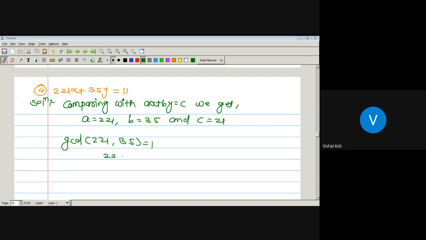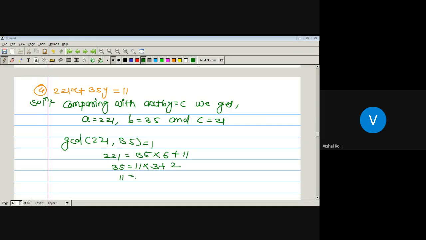That is, 221 is equal to 35 into... 35 into how much? 6. What is the remainder then? 1. So 221 is 35 into 6 plus 1. Then 35 is nothing but 11 into 3, which is 33, plus remainder 2.